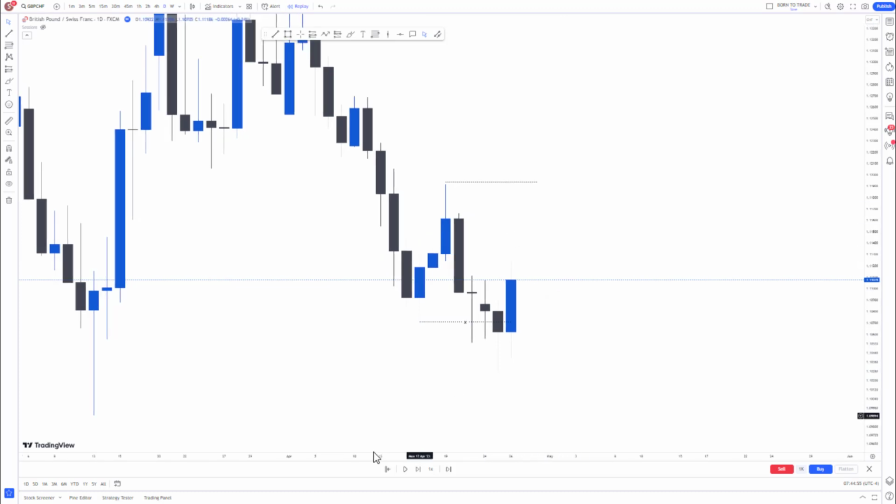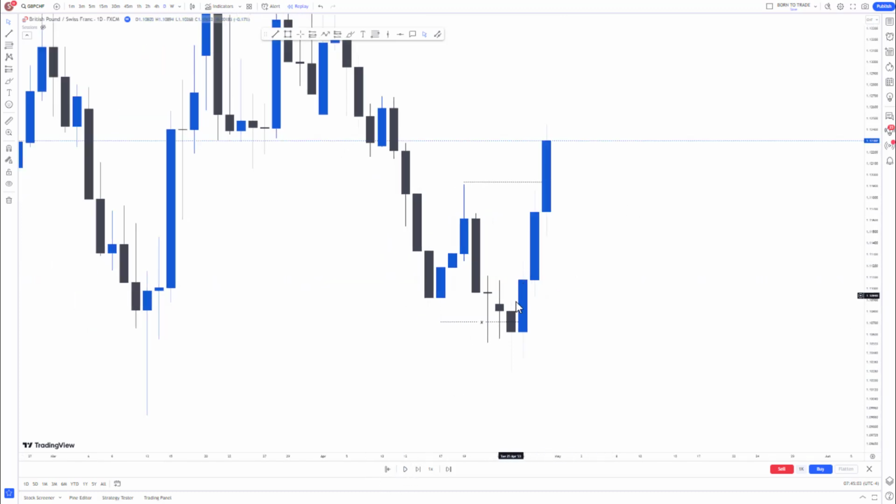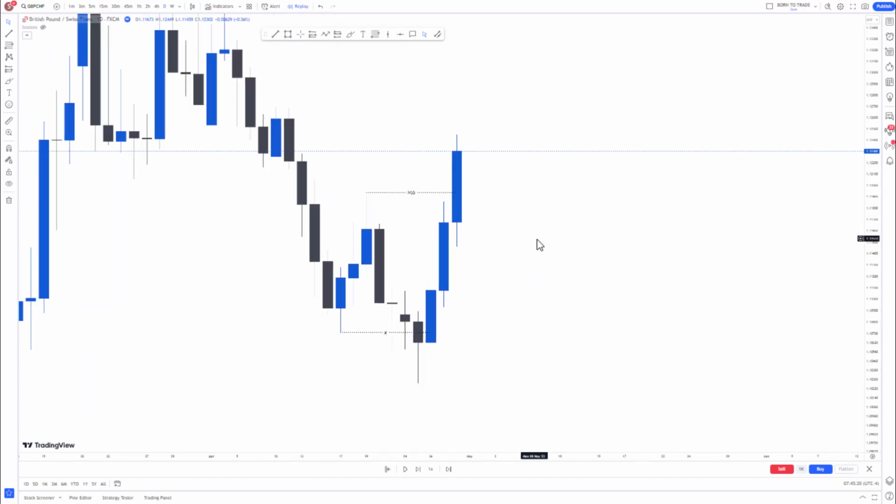Now price is pulling back to the upside, and right now we have the market structure shift. We have fair value gaps right here. Now what you're going to do is map out your point of interest and look to trade from there.